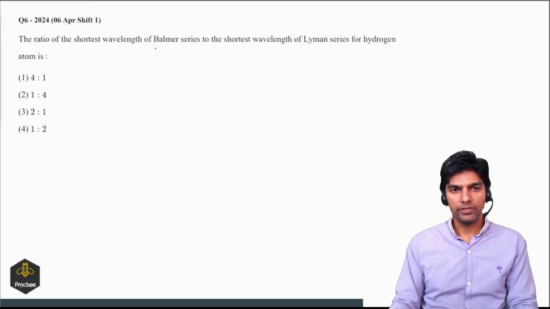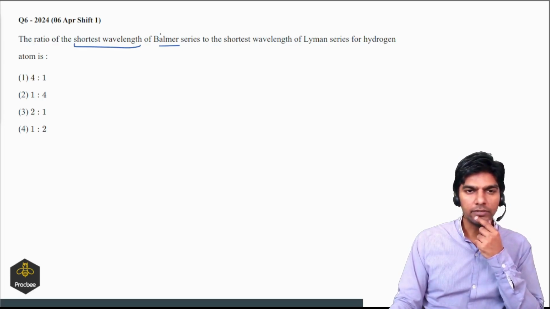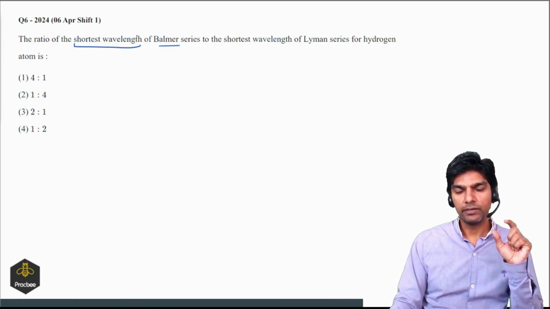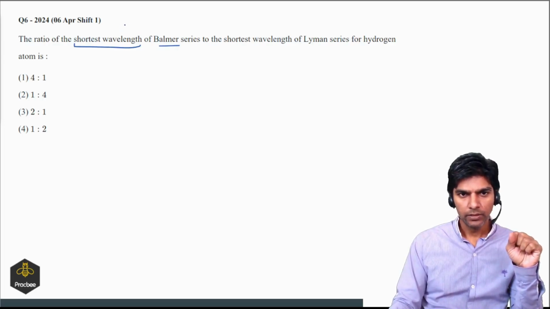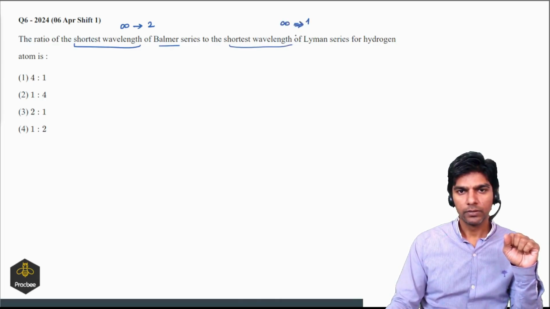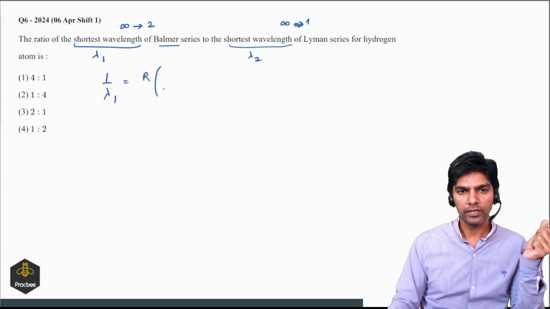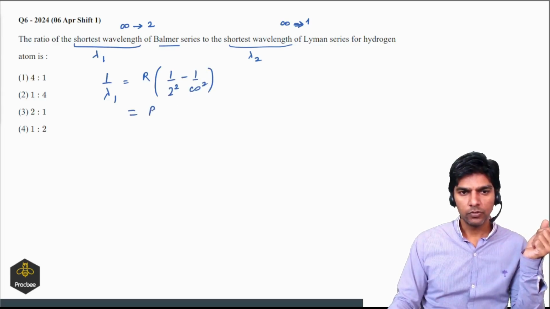The ratio of the shortest wavelength of the Balmer series to the shortest wavelength of Lyman. So the shortest wavelength will be when the energy gap is the maximum. In Balmer it will be from infinity to 2, and in Lyman it will be from infinity to 1. Let us say this wavelength is lambda 1, this wavelength is lambda 2. So 1 by lambda 1 is equal to R times 1 by 2 square minus 1 by infinity square. So that comes out to be R by 4.